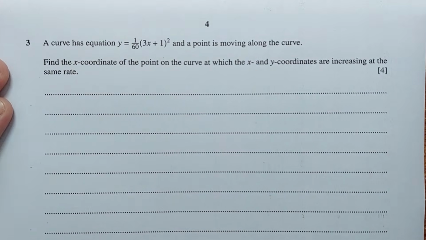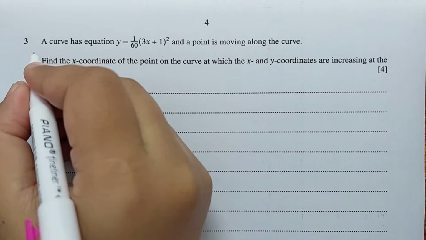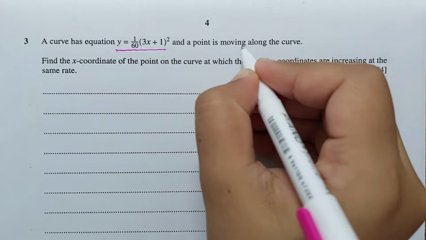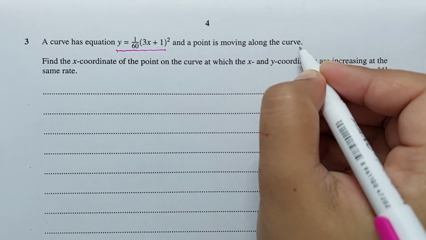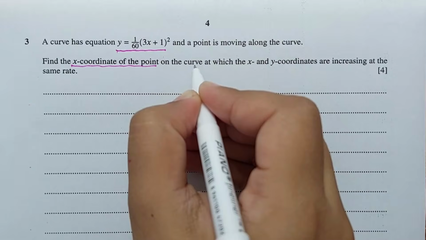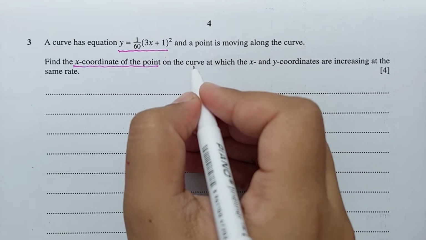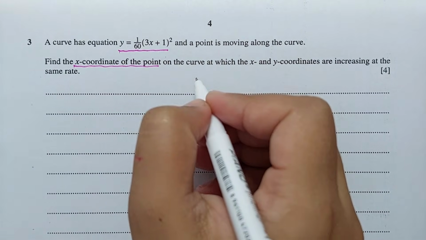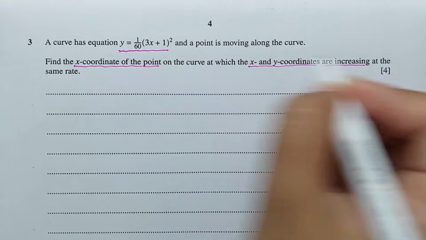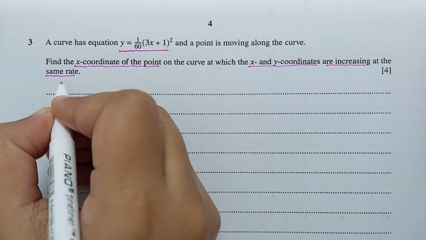Now question number 3. A curve has an equation, and a point is moving along the curve. Find the x coordinate of the point on the curve at which the x and y coordinates are increasing at the same constant rate.